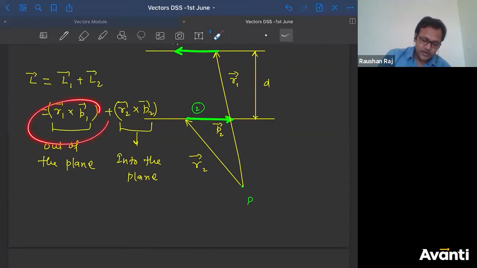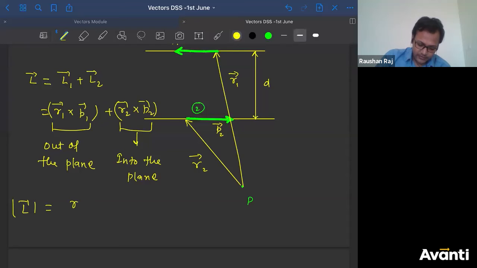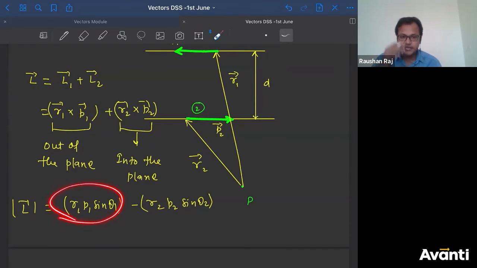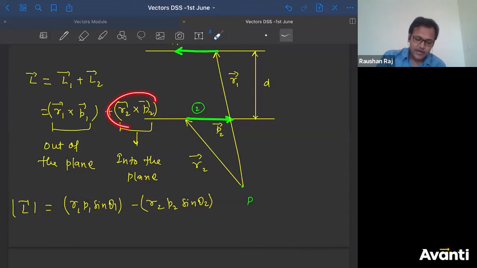So these two vectors are opposite to each other. So what will be the magnitude of this? Can I say L, or the magnitude of this, will be R1 P1 sin theta 1 minus R2 P2 sin theta 2? Because the magnitude of this is R1 P1, let us say the angle between R1 and P1 is theta 1, so R1 P1 sin theta 1, and the magnitude of R2 P2 is R2 P2 sin theta 2, where theta 2 is the angle between R2 and P2.